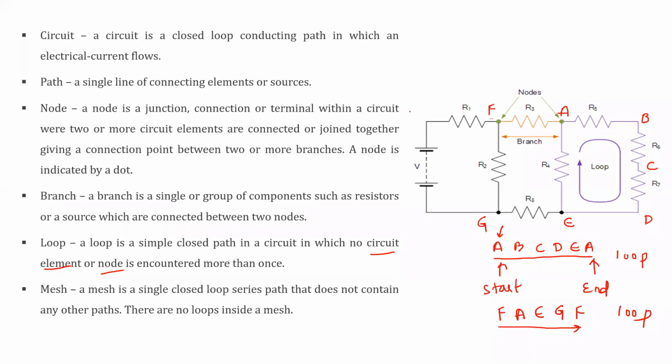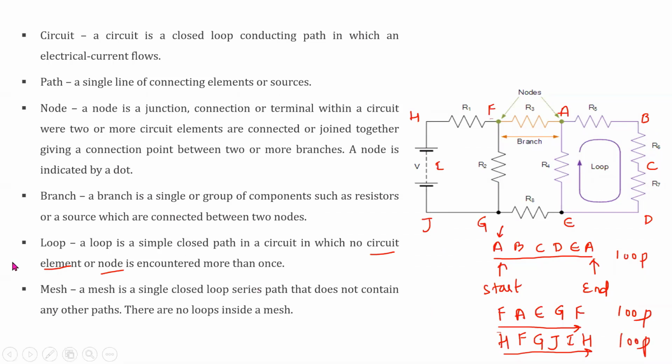Similarly, H, I, J. We can consider one more: H, F, G, J, I back to H. Except the first node, none of the nodes are repeated. None of the elements are repeated. So we can call that also a loop here.